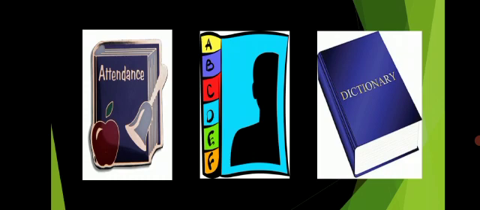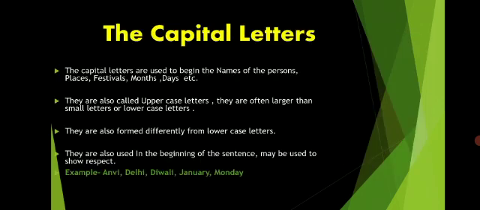Now our next topic is capital letters. Capital letters are also known as uppercase letters, and small letters are known as lowercase letters. Letter case is the distinction between uppercase or capital letters and lowercase or small letters. Capital letters of the alphabet differ from their corresponding lowercase letters in height and in how we form or make them.